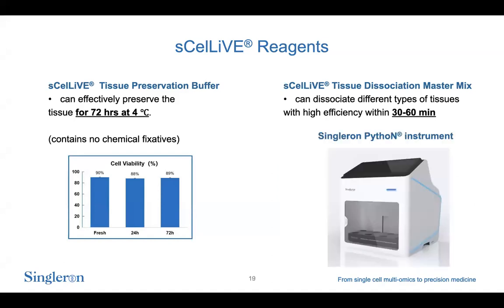But in case you want to have it automated, we also offer the Singleron Python instrument, which is an automated tissue dissociator. It might be of interest to those of you who process a lot of tissues and do a lot of experiments and wish to have some of the workflow automated. So we offer this option as well. We have a solution to dissociate your tissues in an automatic fashion.